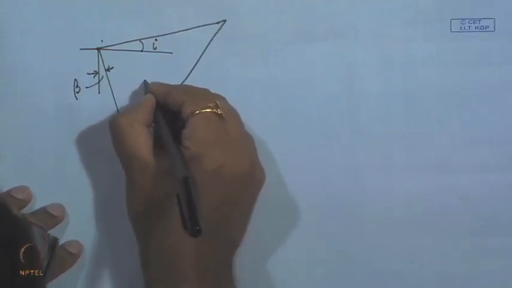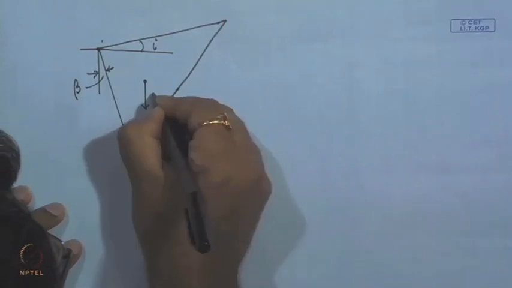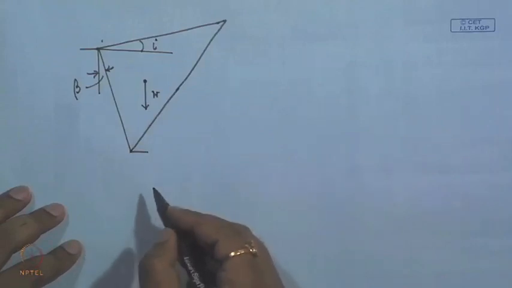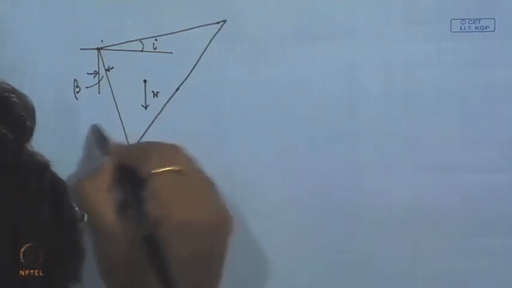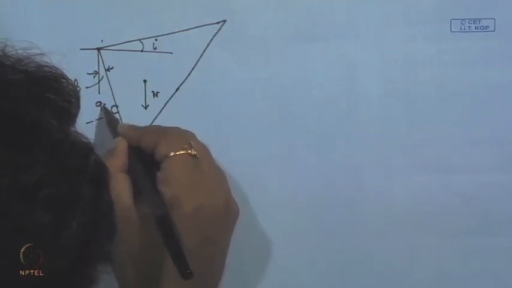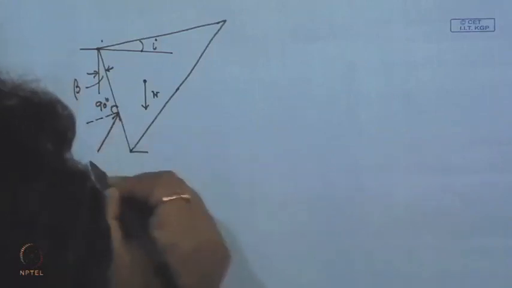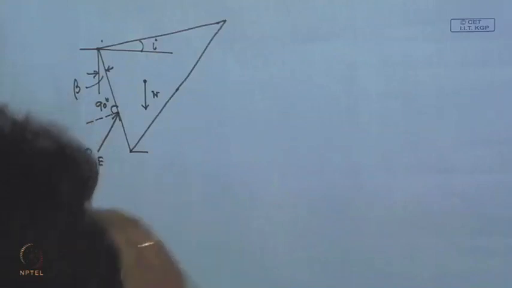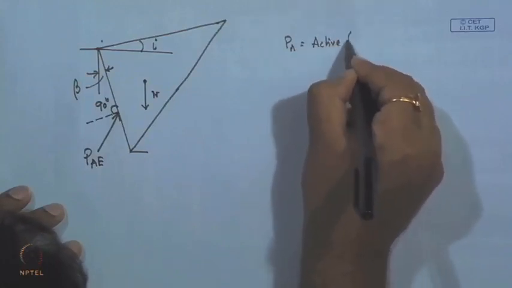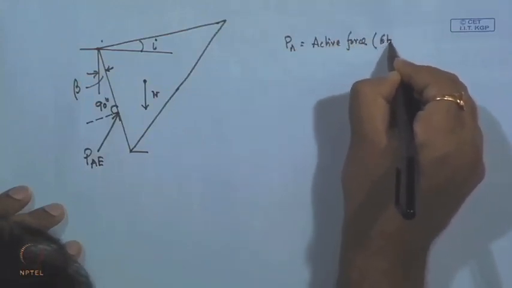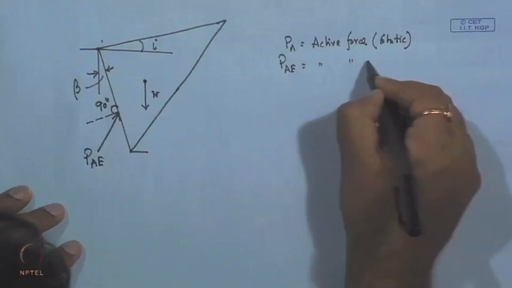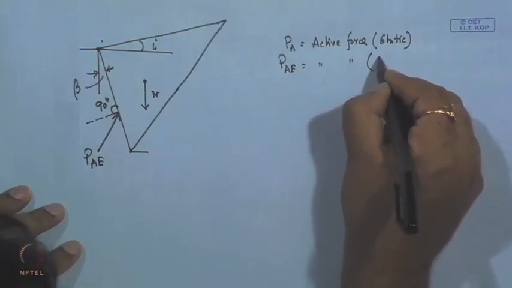Now, suppose in the static condition, the weight of this failure zone is W. W is the weight of the failure zone. Similarly, this is the normal to the back of the wall, this is 90 degrees, and here P_A is the active force in the static condition, and P_AE is the active force in the earthquake or seismic condition.